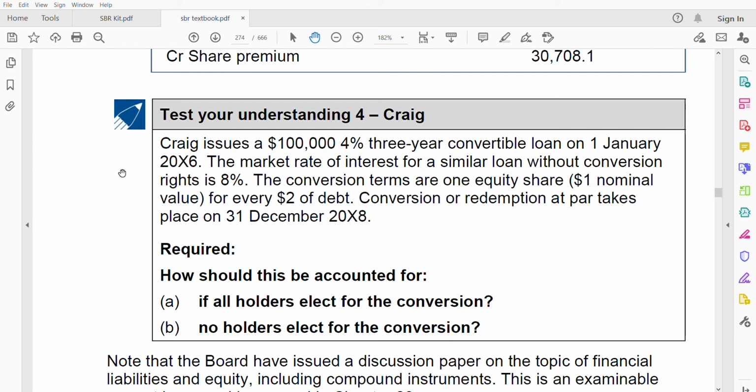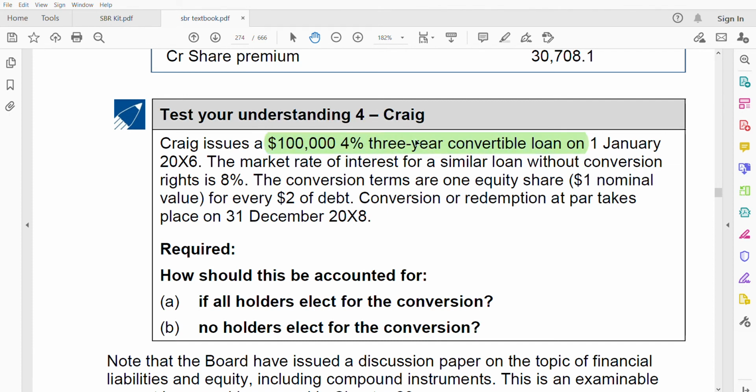So Craig issues a 100,000 4% 3-year convertible loan on 1st of January 2000. The moment they say convertible loan, it is understood that it's a compound instrument. This is the easiest word for you to know whether it's a compound instrument or not. The word convertible loan will say. So you have to highlight all this.